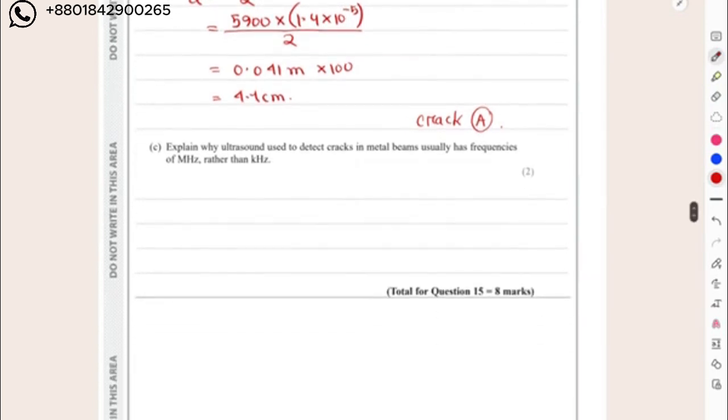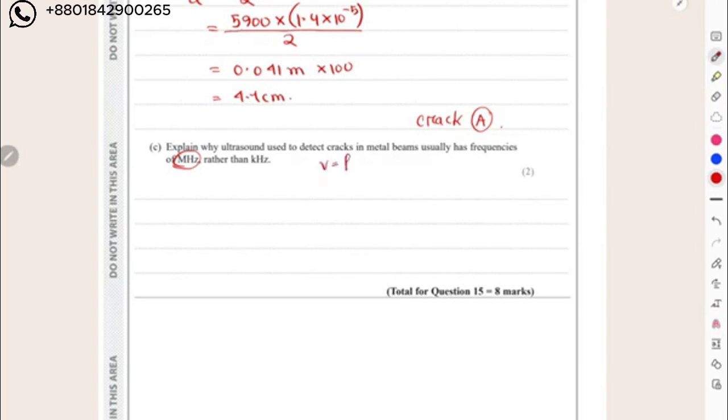Okay, so now moving on to part C: explain why ultrasound used to detect cracks in metal beams usually has frequencies of megahertz, not kilohertz. Megahertz means hertz multiplied by 10 to the power of 6, right? So in that case, for megahertz, that means it has a higher frequency. Velocity, to be honest, across this metal doesn't change that much.